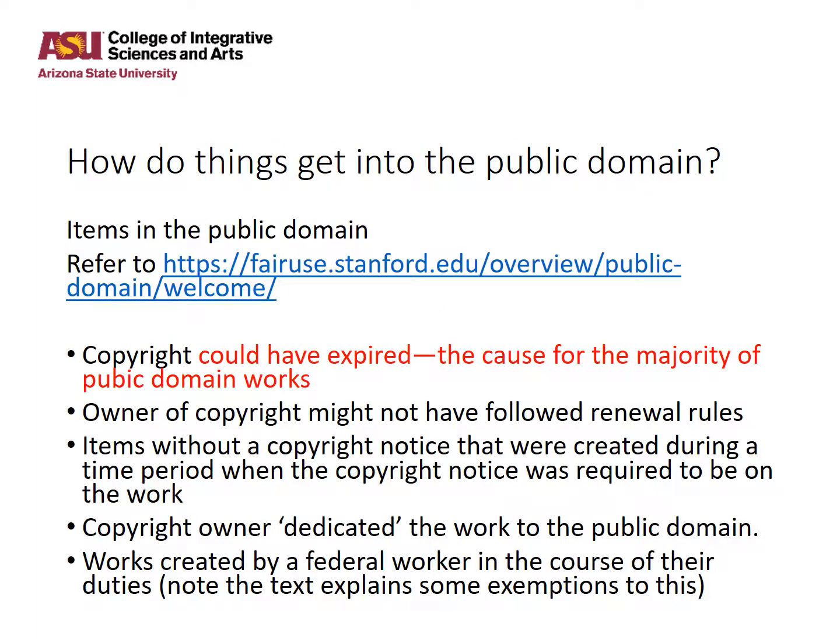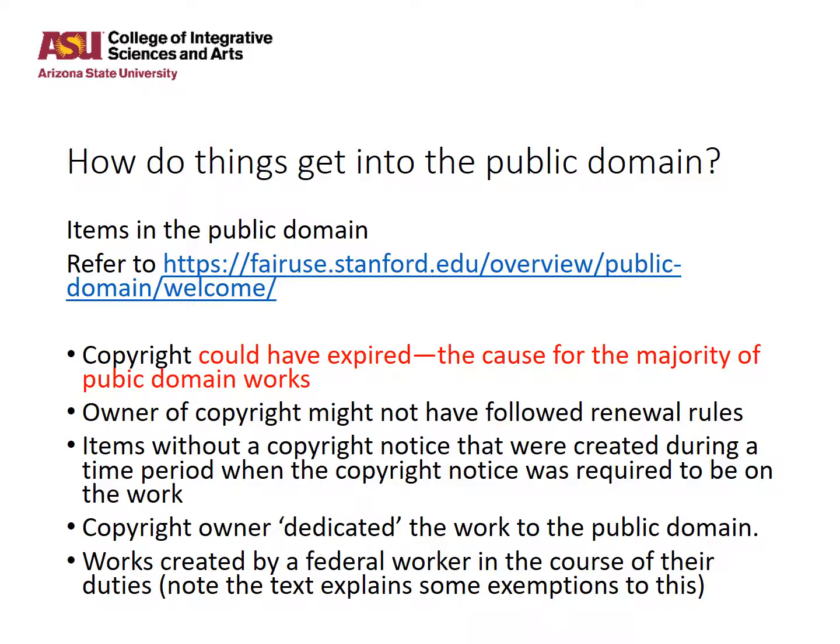So now let's look at public domain. Items in the public domain are available for anybody to use. The main way things get into the public domain is if the copyright expired. Copyright protection is for a limited term, and when it expires, the item is available in the public domain for anybody to use, without the permission of the copyright owner, because it's not copyright protected anymore. So that's how the majority of works get there.